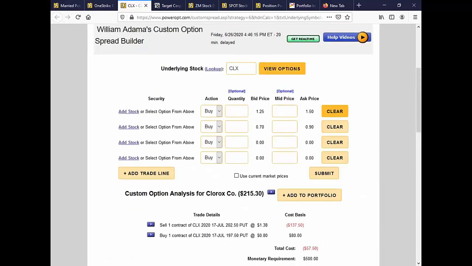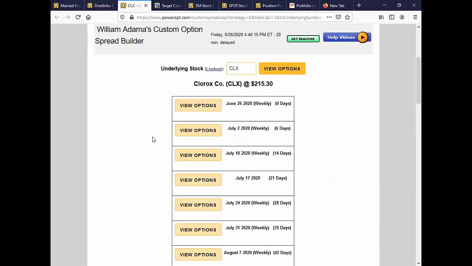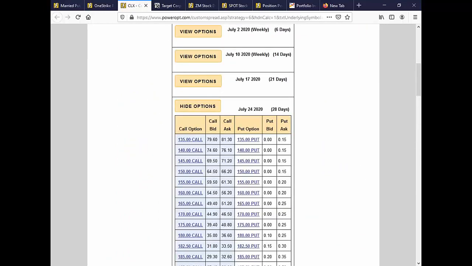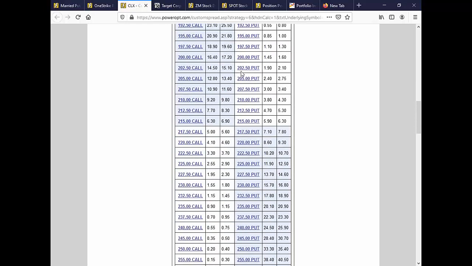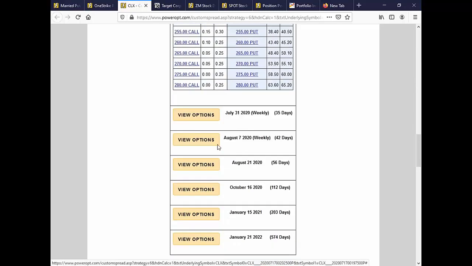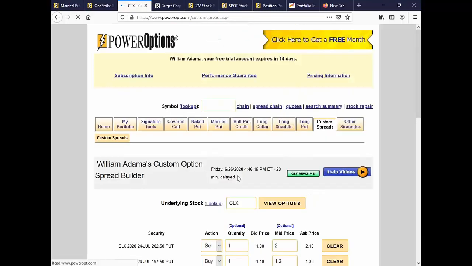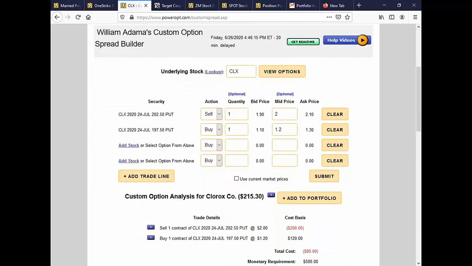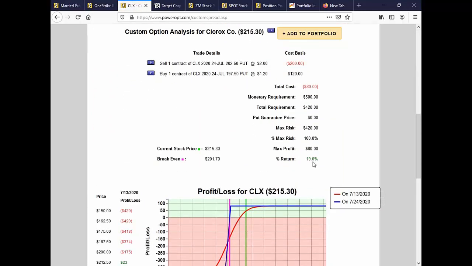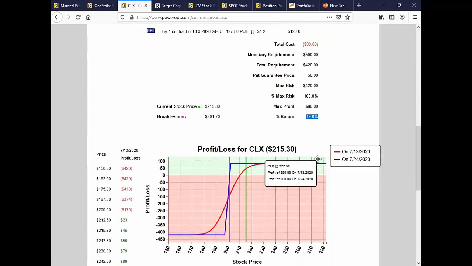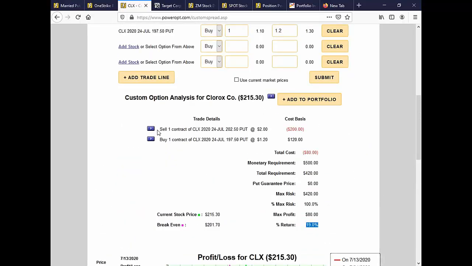Could run my what-if scenarios, but let's go back here. And let's go to July 24th. I could build it right on the fly from here, 202.5, 197. Excuse me, folks. Sell to open. It'll give me the midpoint price for both options. All right, there we go. And now this one, you have a 19% return, 80-cent net credit.